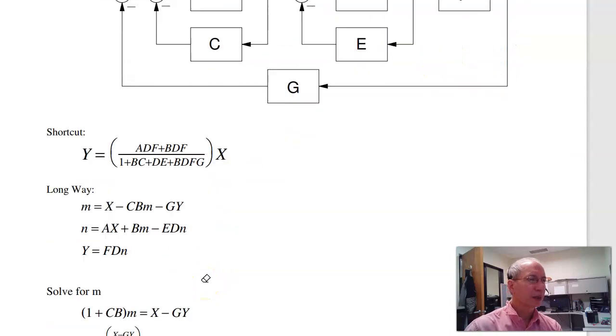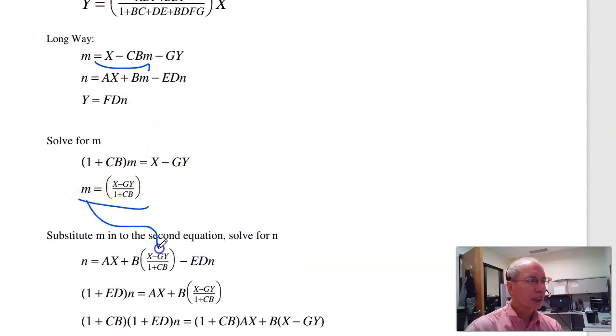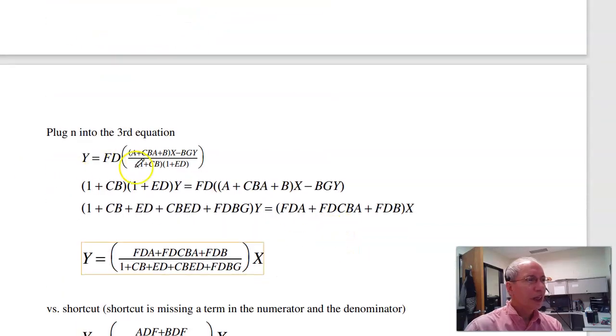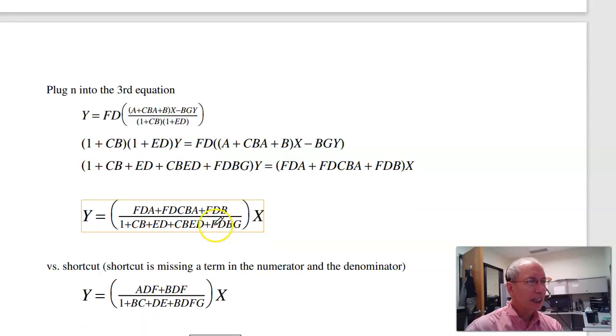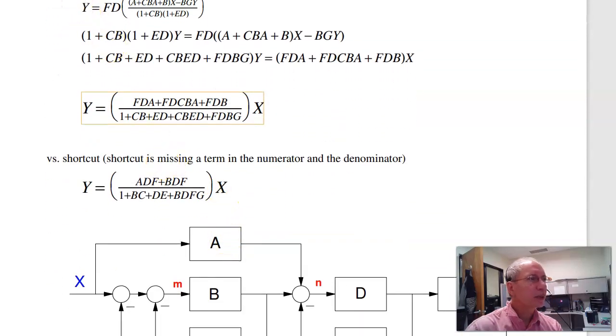Now comes some algebra. Let's take this equation, solve for M. Substitute. I now have M going in here, solve for N, and clear the denominator, bring all the N's left, and solve. That's what N is equal to. Now substitute. N goes in here. Clear the denominator, bring all the Y's left, and here's the answer. And if you notice, the shortcut actually does miss 2 terms.